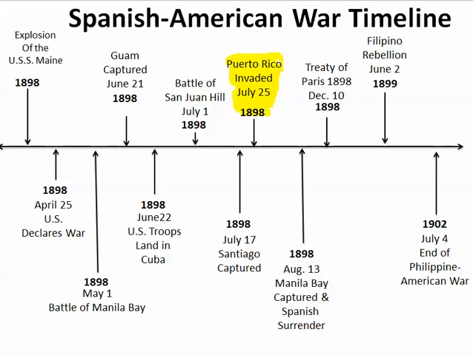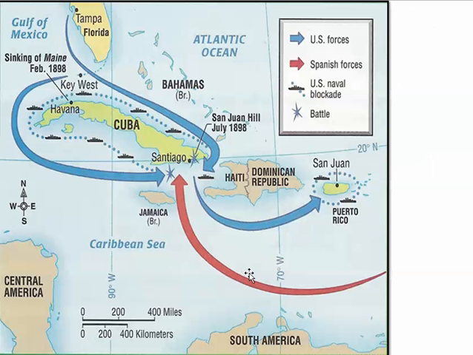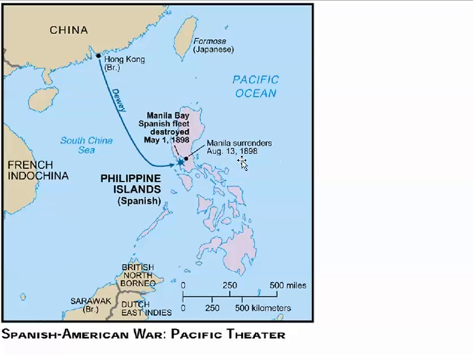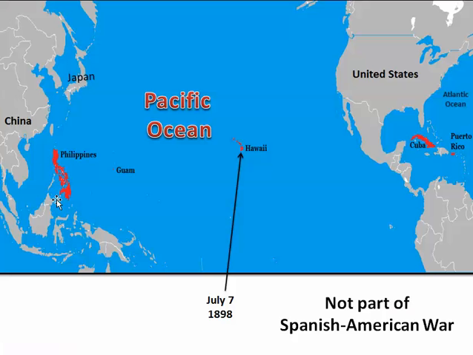Okay, so then in July 25th, 1898, Puerto Rico is invaded and taken. And if we look, here's Puerto Rico right here. Here's Florida. There's Cuba, the Dominican Republic, and Haiti. Here's the Puerto Rico out here in the Caribbean. See, so we capture Puerto Rico, which would later become part of the United States. All right, then on August the 13th of 1898, Manila Bay is captured and the Spanish surrender there. So over here, so we take the Philippines out in the Pacific Ocean. Now, if you look, the Philippines are way over here near China. Okay.